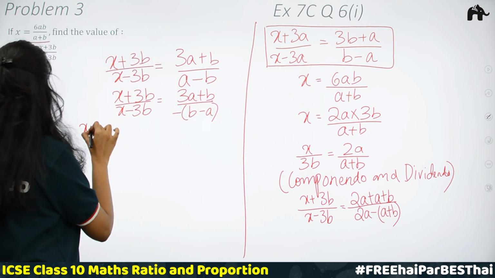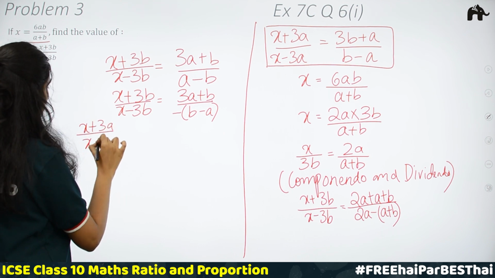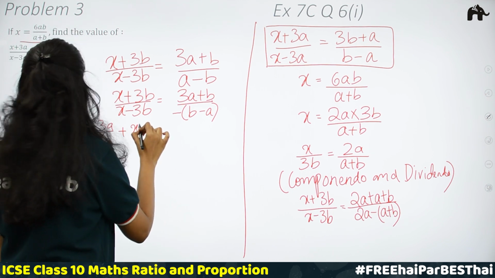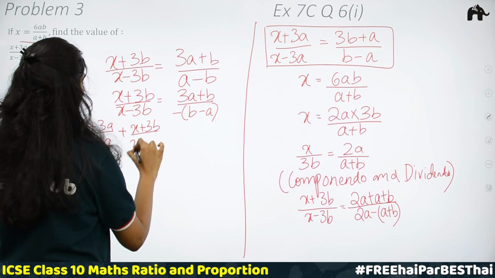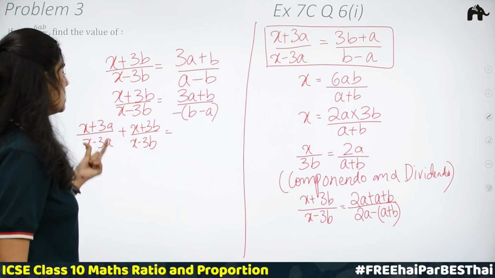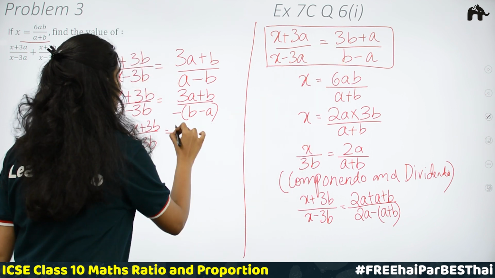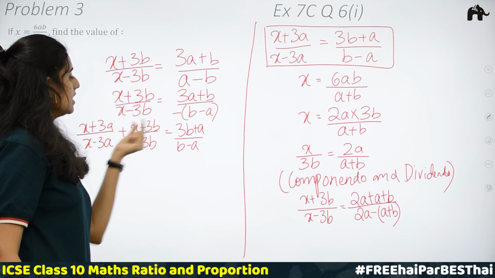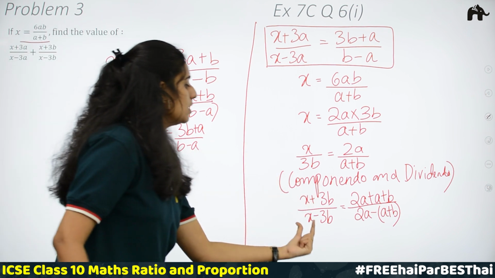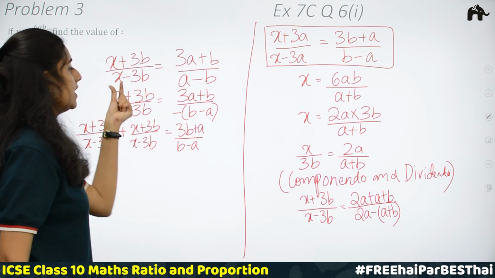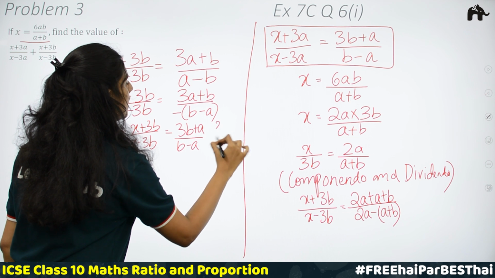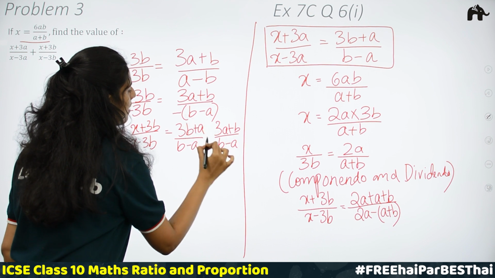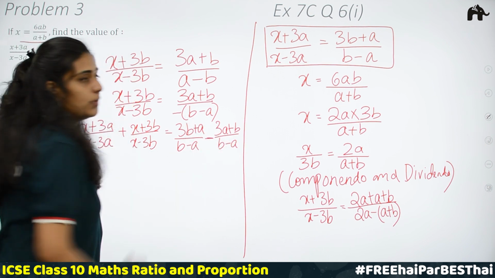Now we need to find x plus 3a divided by x minus 3a plus x plus 3b divided by x minus 3b. What is x plus 3a divided by x minus 3a? We have 3b plus a divided by b minus a plus x plus 3b divided by x minus 3b. x plus 3b by x minus 3b is 3a plus b divided by b minus a. Here we have a negative. Okay. Now the denominators are same.